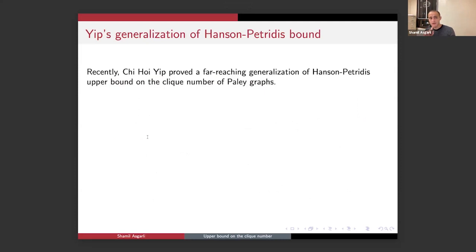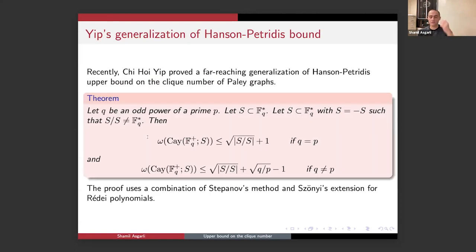So Chi Hoi Yip recently proved a far-reaching generalization of the Hanson-Petridis bound on the clique number of Paley graphs. So Hanson and Petridis proved the upper bound on the clique number of Paley graphs, and Chi Hoi Yip generalized this to arbitrary Cayley graphs of this type. And so here's what Chi Hoi proved.